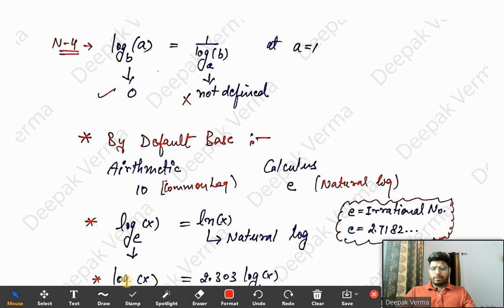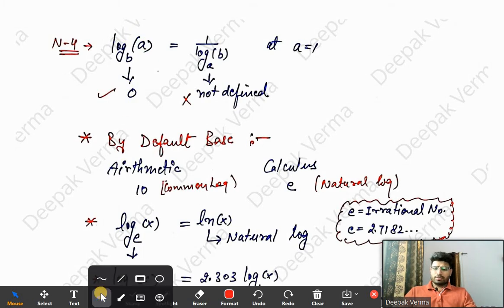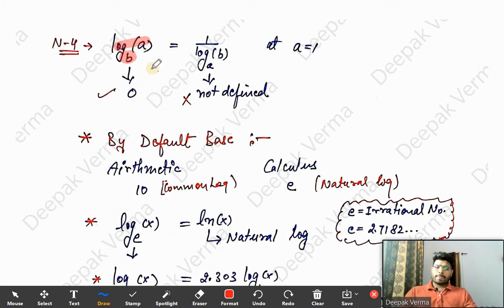Now one more notch here. We have log a to the base b. By base changing theorem we write it like 1 over log b to the base a. This is right of course, but this is not always right. If a is equal to 1, the left hand side is 0. But if a is equal to 1, the right hand side is not defined because here a is the base, and base cannot be equal to 1. Is it clear? So keep it in mind. These are some points which must be remembered.